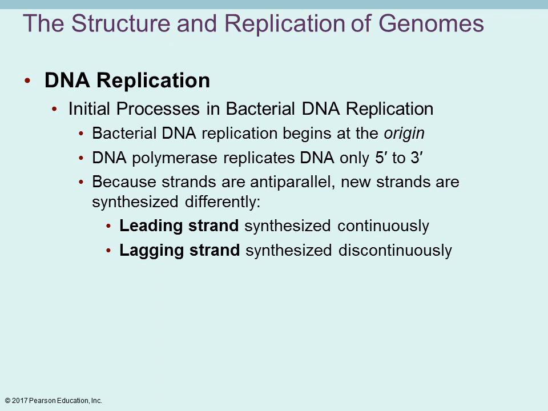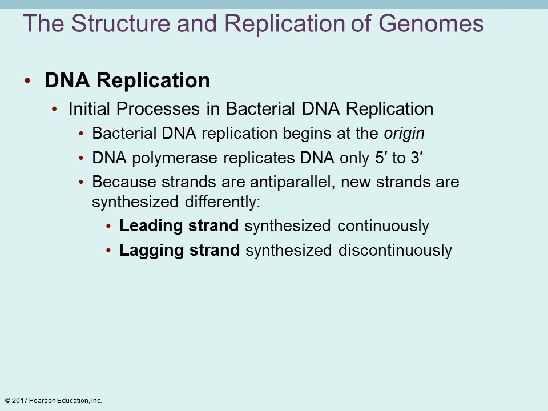The process for replicating the DNA follows a very tightly controlled process. It's going to begin in bacterial DNA at a point of origin of replication. For prokaryotic cells, there's only going to be one origin point. It's kind of like a red flag: start here, start here.